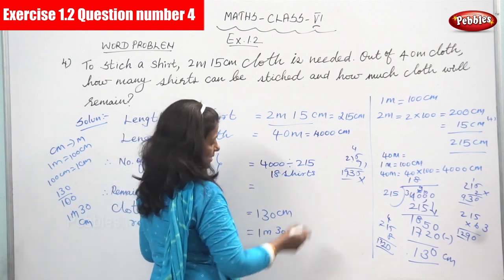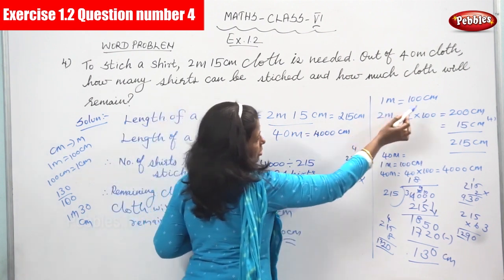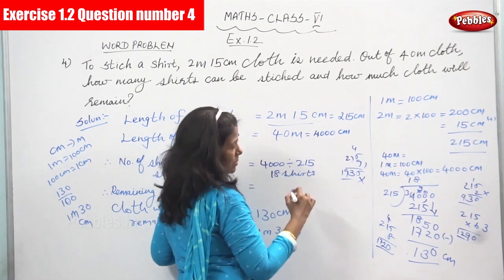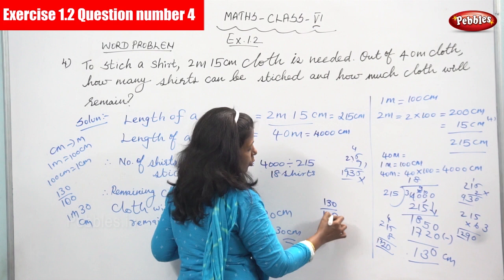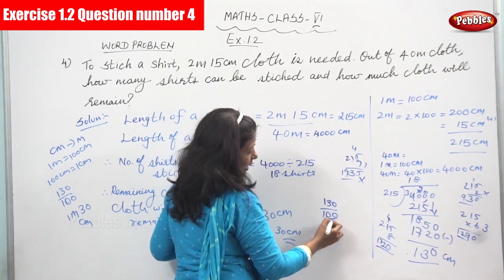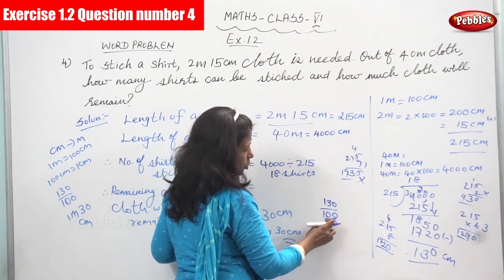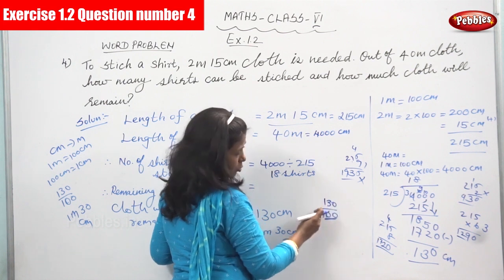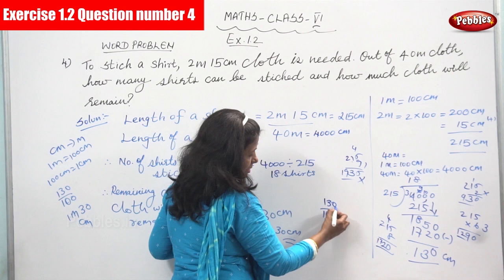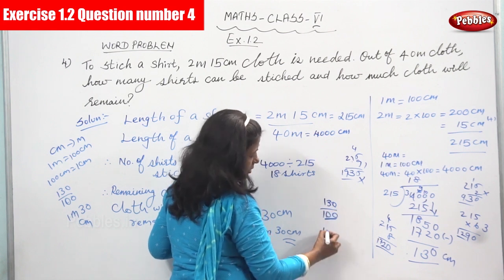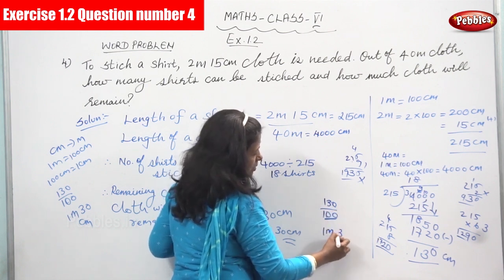How could you convert? Because I've told you that 1 meter is equal to 100 centimeter, so 100 centimeter is equal to 1 meter. So 130, if you divide by 100, you get what? In 100, how many zeros? 2 zeros. So you have to take down the last 2 digits, that is 3 and 0. That is 1 meter and 30 centimeter.